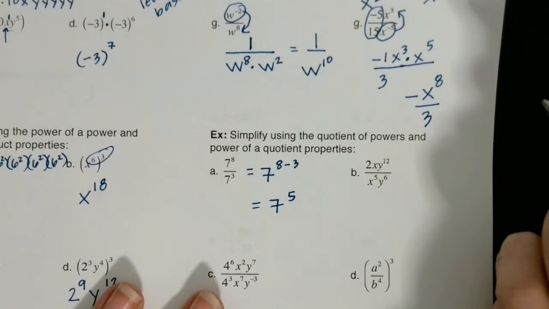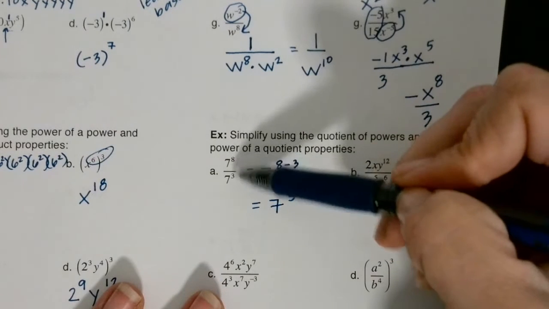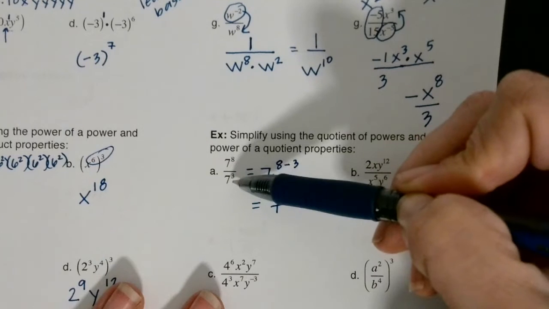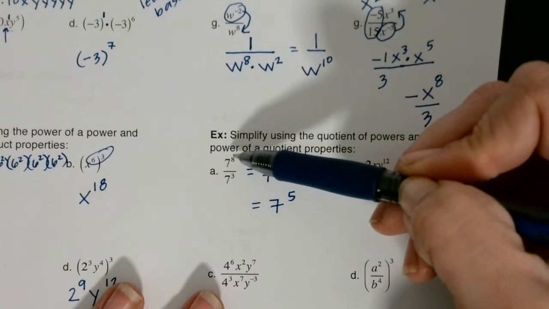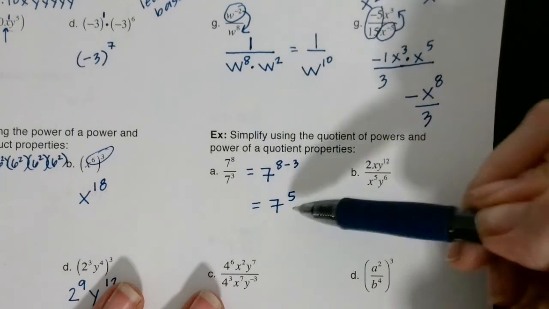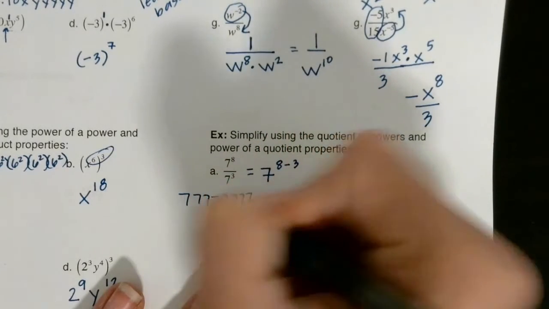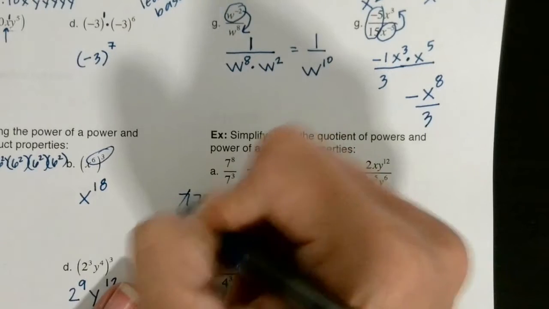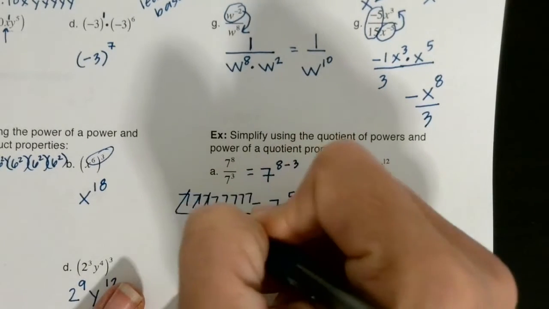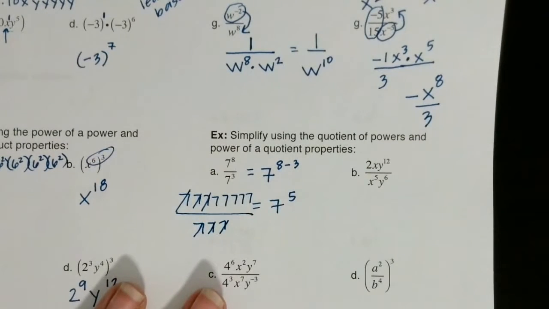So, another way to do these ones with quotients is, where do I have more 7s, in the numerator or denominator? In the numerator. How many more do I have? 5. Another way, 5, 6, 7, 8, is to realize this. They're common factors. They have 3 common factors, and that's why they get to 7 to the 5th.